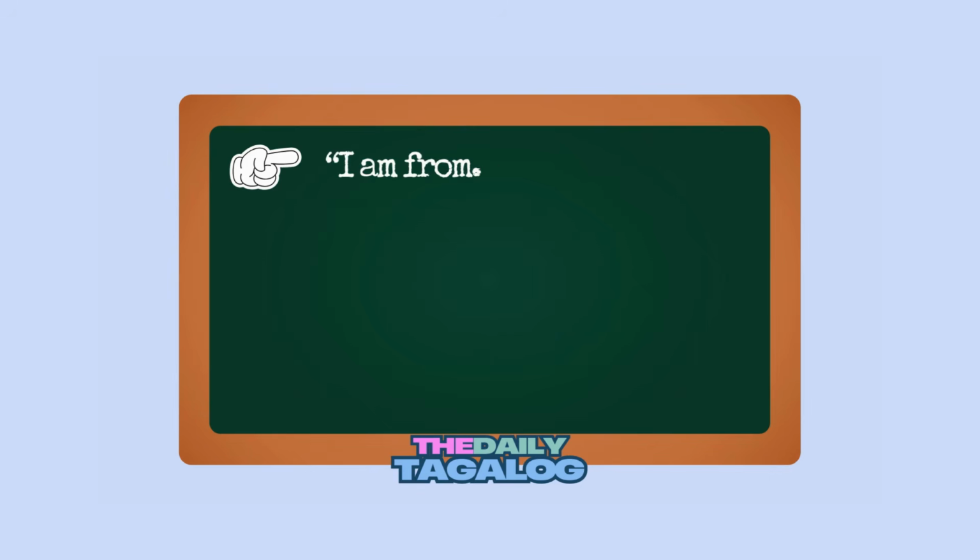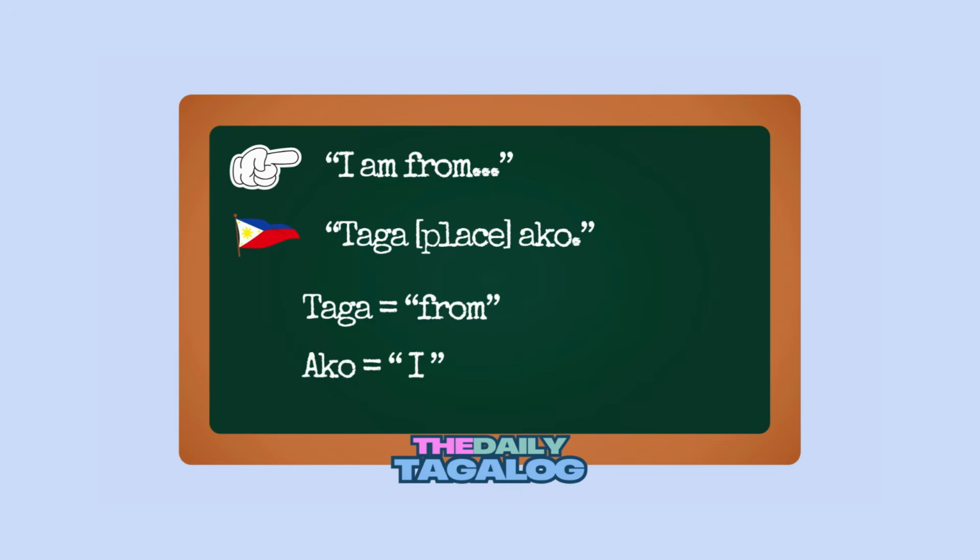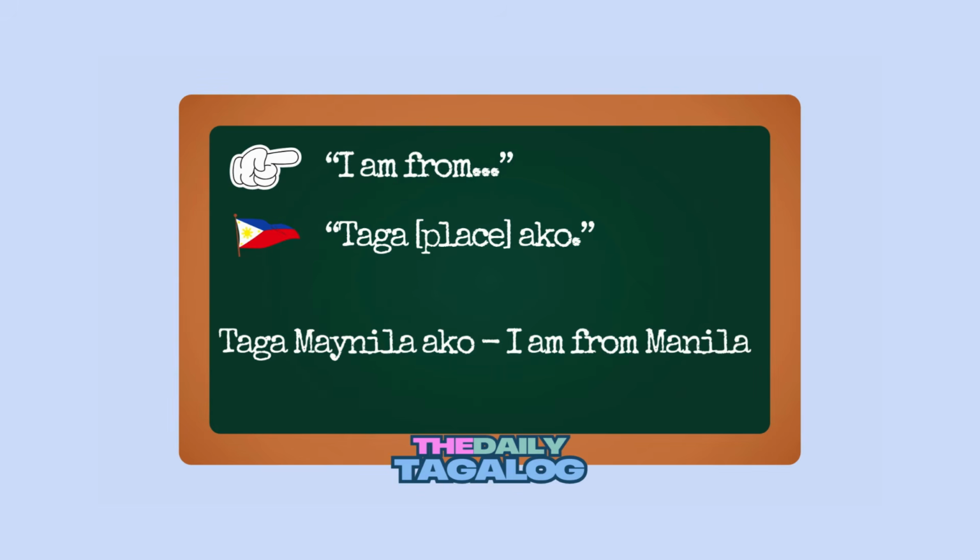Now let's learn how to say, I am from. In Tagalog, taga, followed by the place where you live, then ako. Taga means from. Ako means I. So for example, taga Maynila ako. It means I am from Manila.